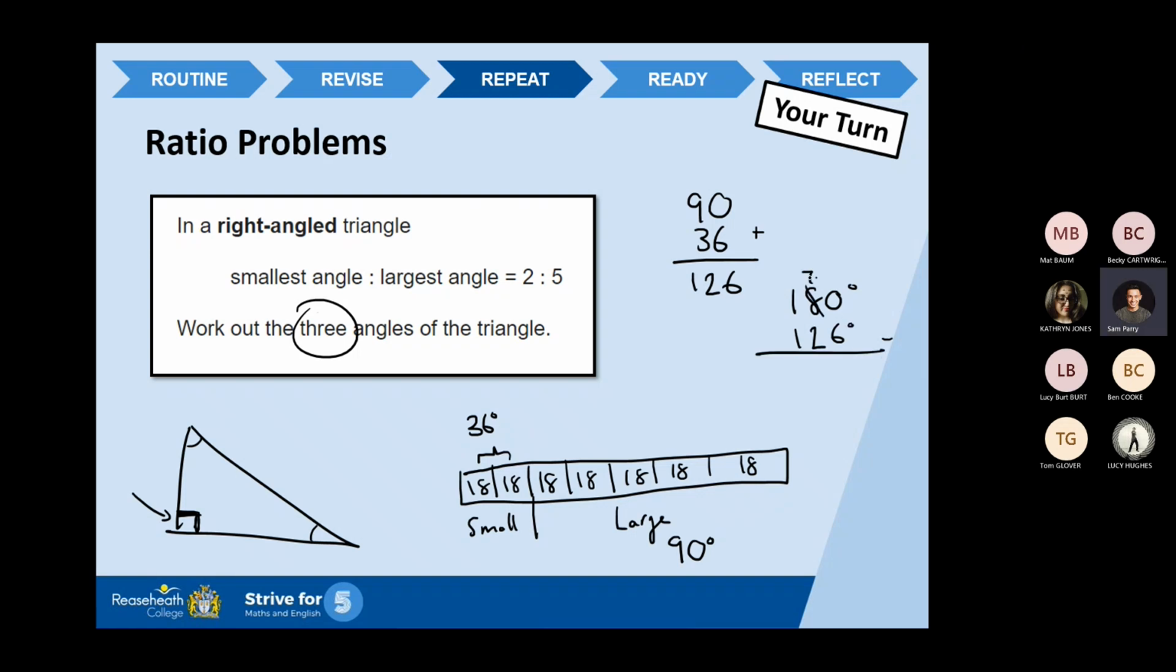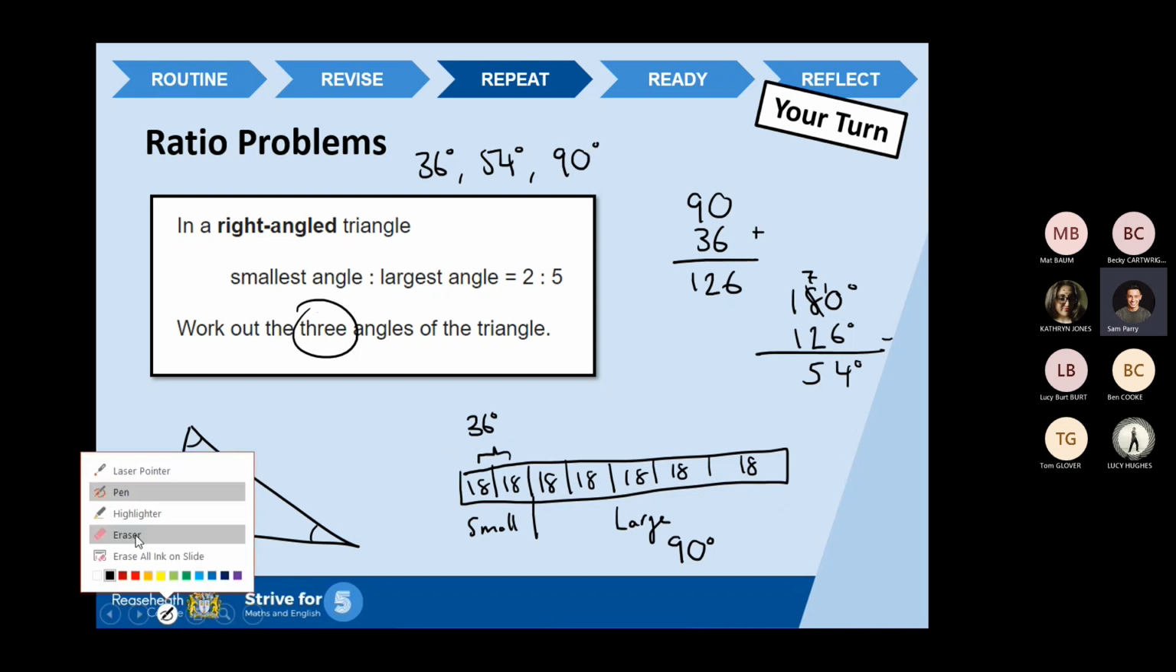missing one. So 0 take away 6, I can't do, so I'm going to borrow from the left. 10 take away 6 is 4. 7 take away 2 is 5. 1 take away 1 leaves me with nothing, so 54 degrees. So my 3 angles are 36 degrees, 54 degrees, and 90 degrees.